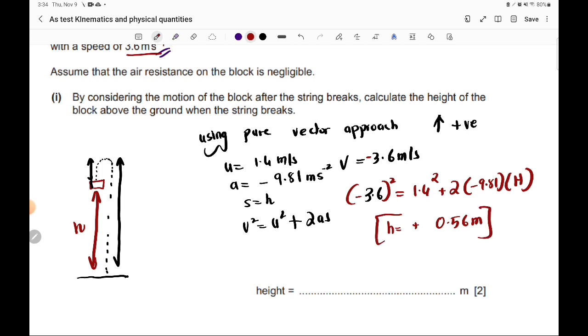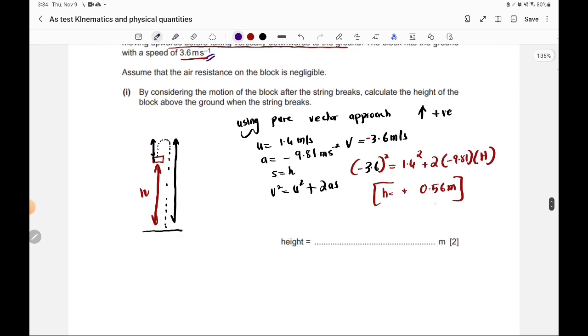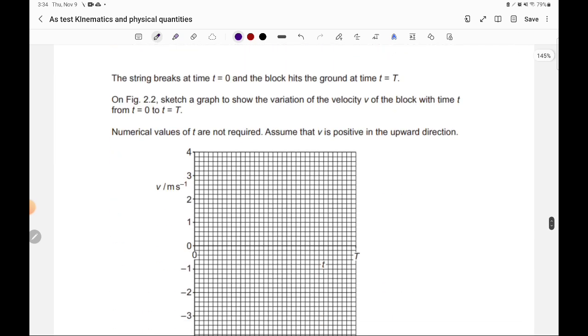The other way is that you have to find this height first and then this height in the second part, and then subtract the two heights, but it is going to take a long time for the solution. Anyways, this question is done, so the answer should be around 0.56 meters. Let's move on to the next part.